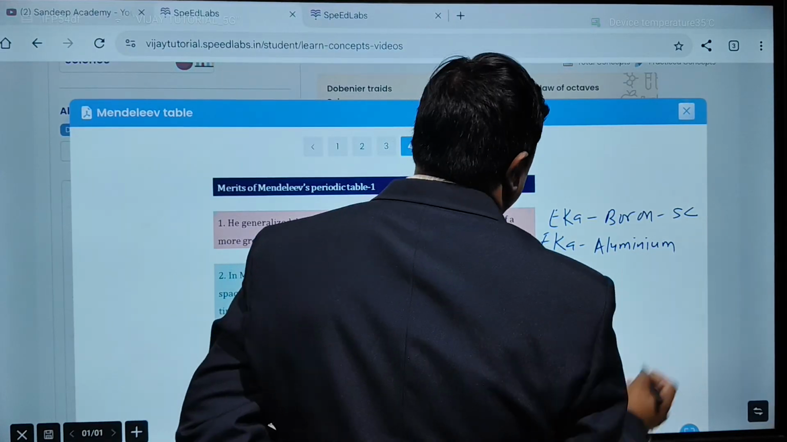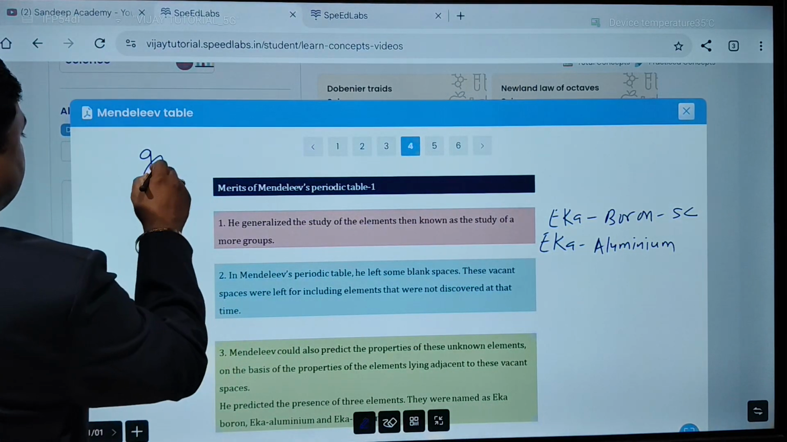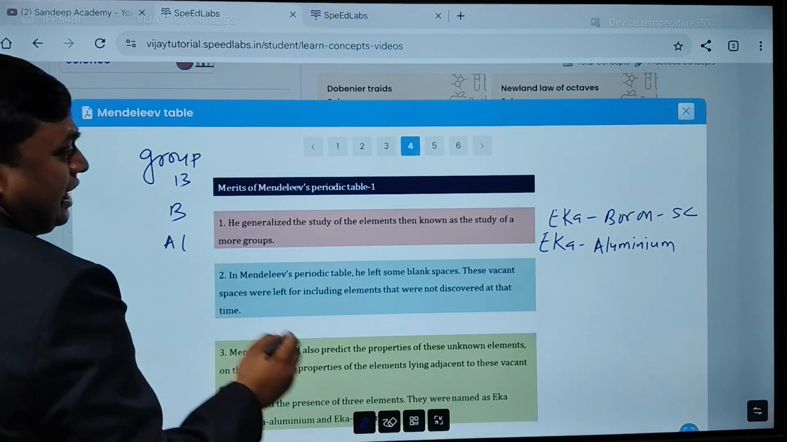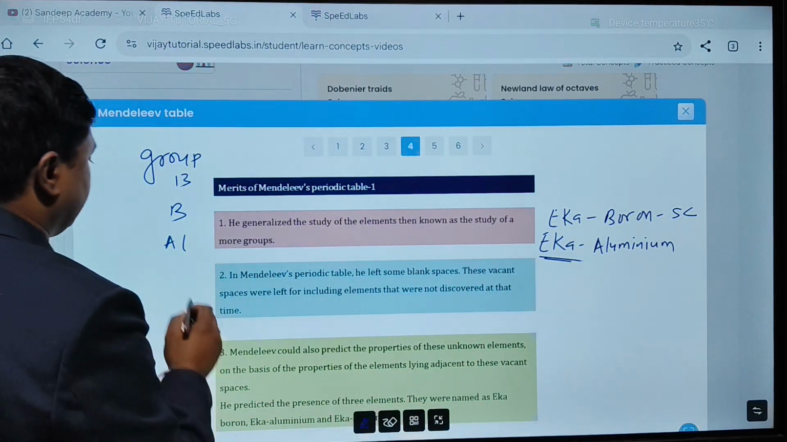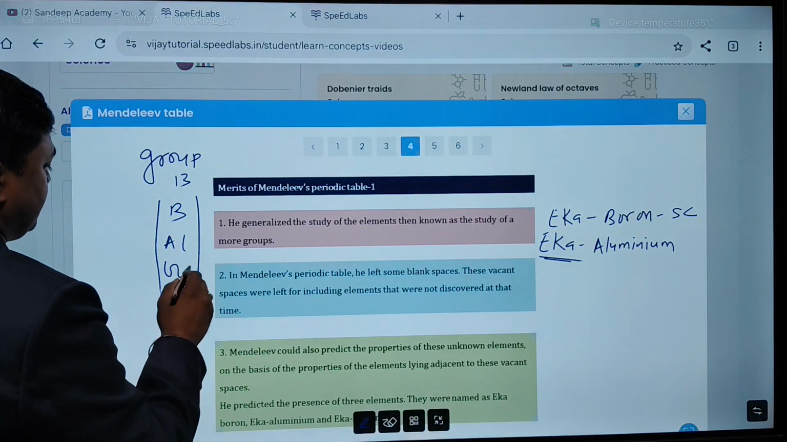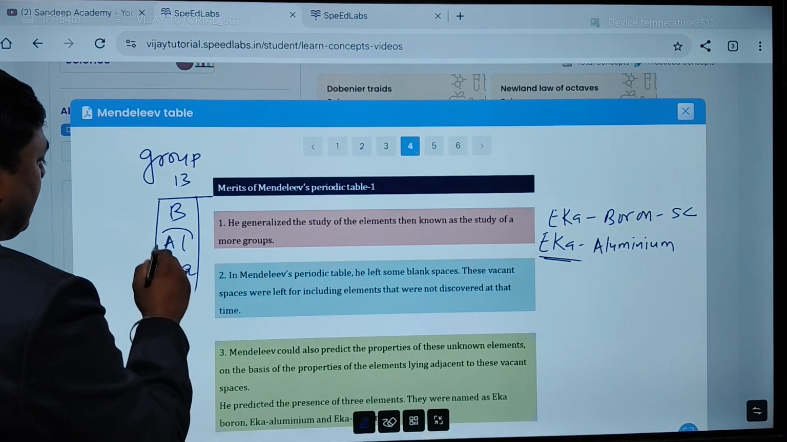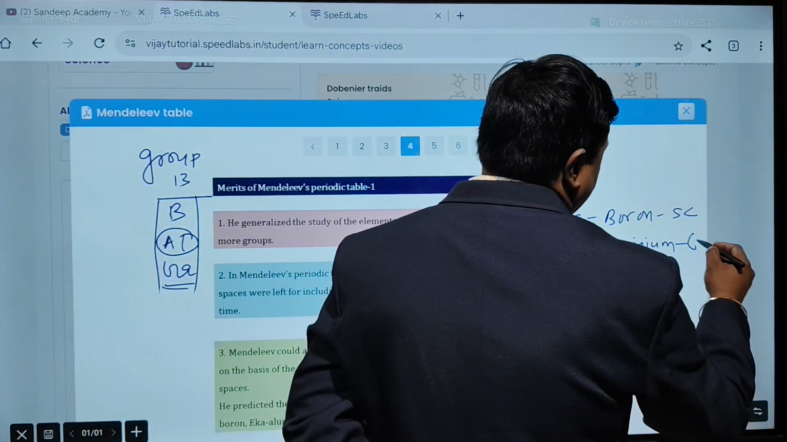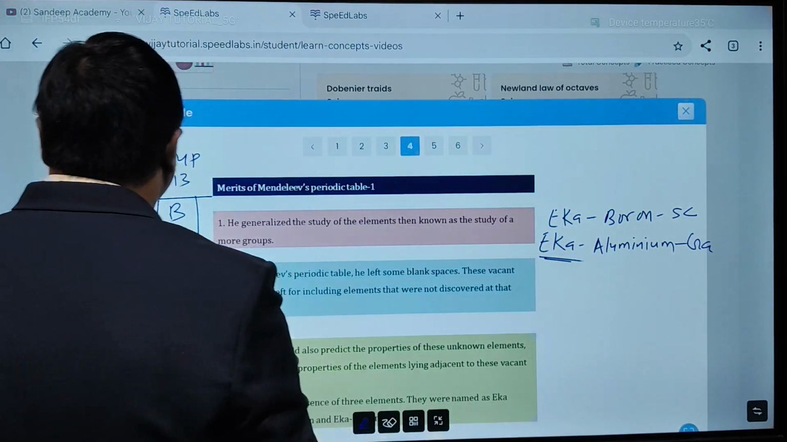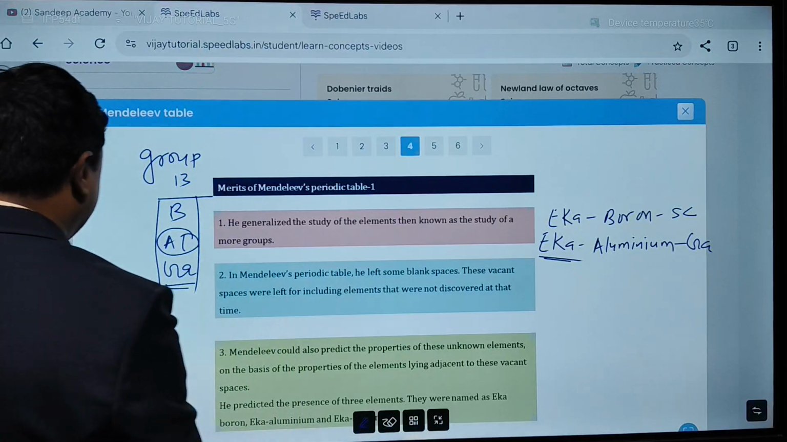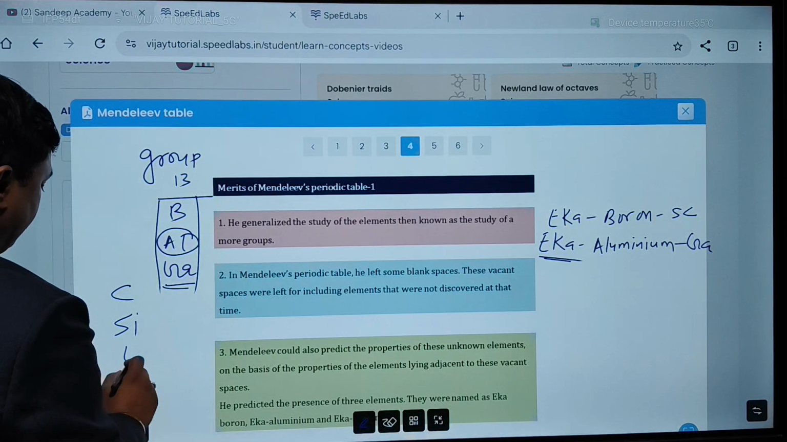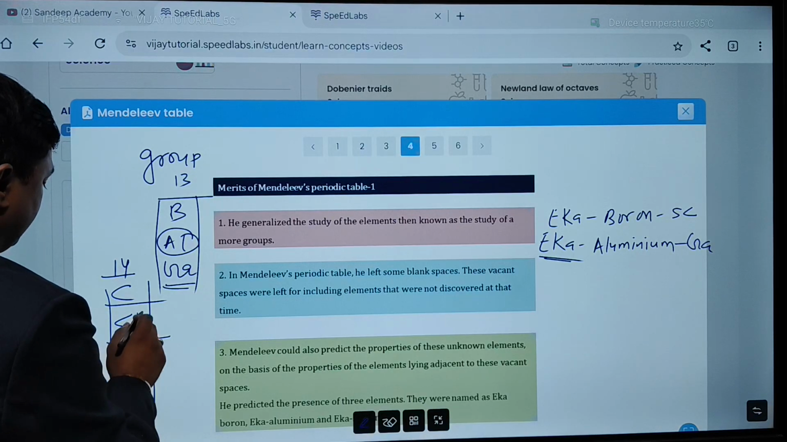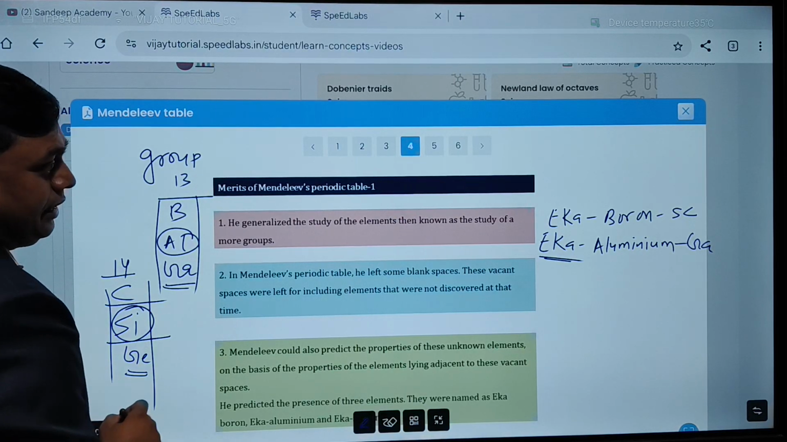Okay, and Eka-aluminum. You see in the periodic table, we have group 13 elements in the modern periodic table: boron, aluminum. Eka is a Sanskrit word. Eka means next. So boron, aluminum, gallium are in group 13. Next to aluminum, what do we have? Gallium. So Eka-aluminum is nothing but gallium, Ga. Similarly, we have group 14 elements: carbon, silicon, germanium. Eka-silicon is nothing but germanium.